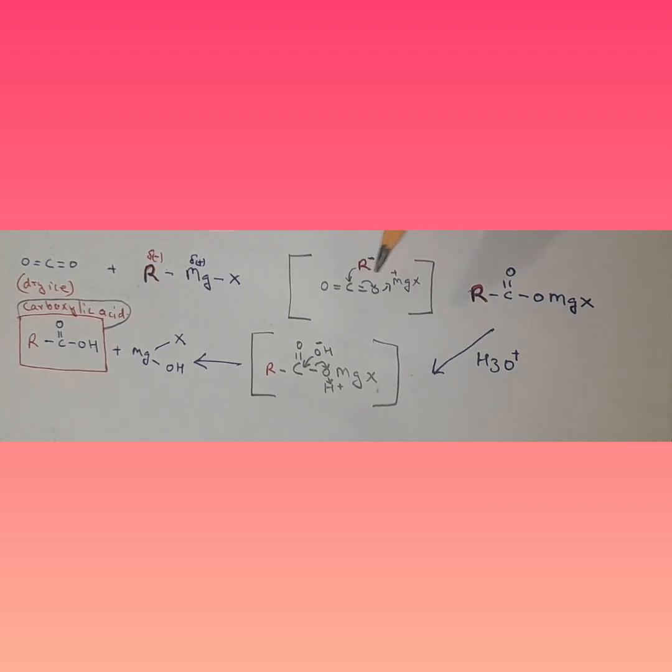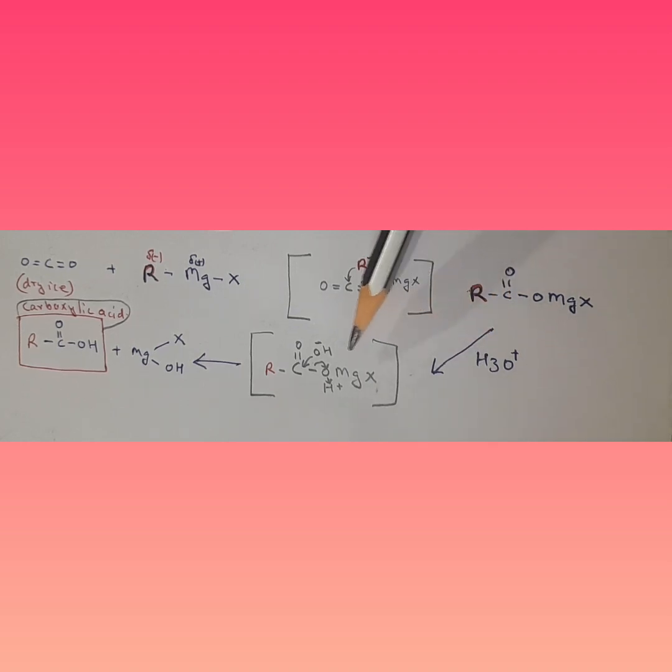Alright, so we end up with R-C double bond O. This is C double bond O. This R is the alkyl group attached, and the pi bond shifts over here, gives its own negative charge, and that does a nucleophilic attack on Mg, and we get OMgX. So this is the intermediate that we get. And then what we do is acid hydrolysis.